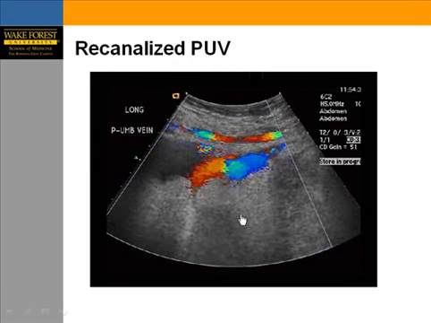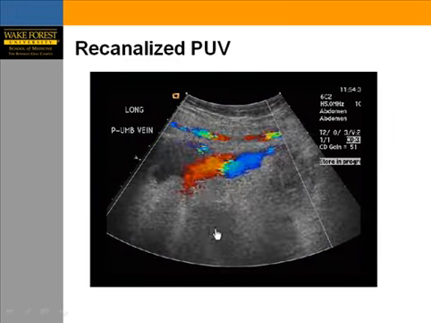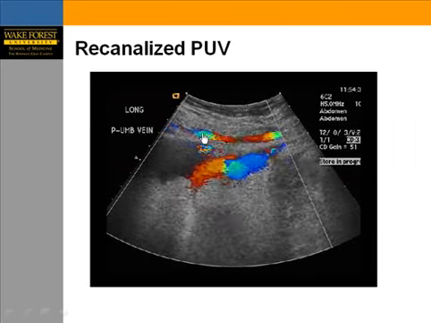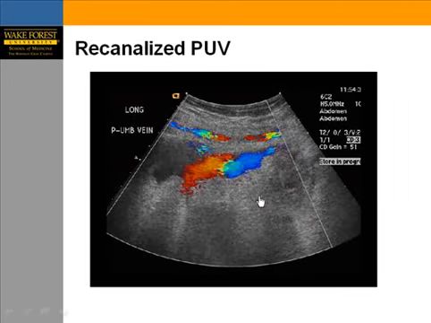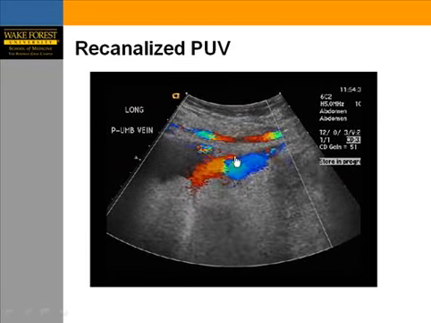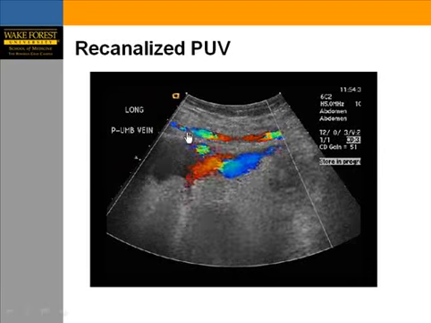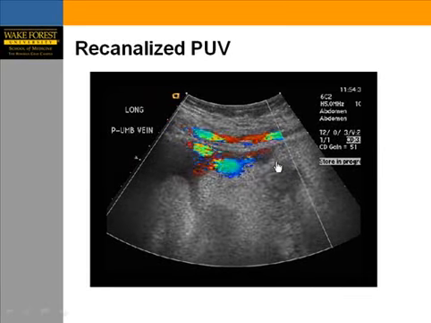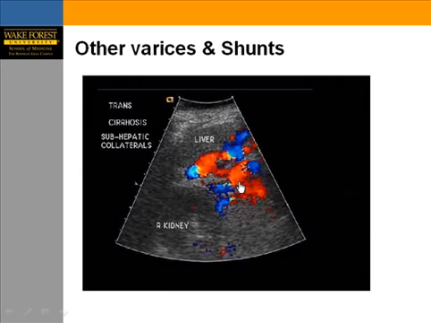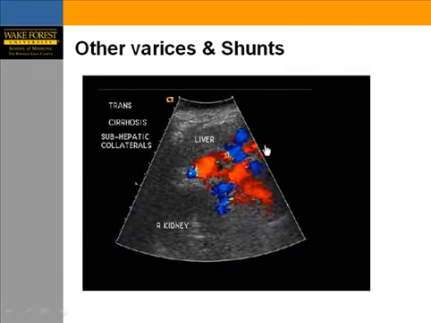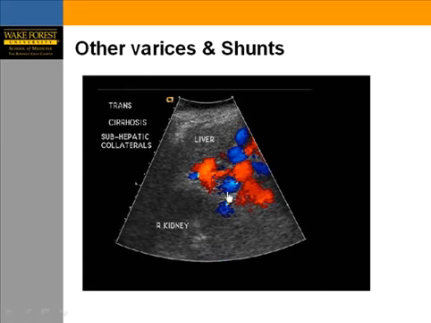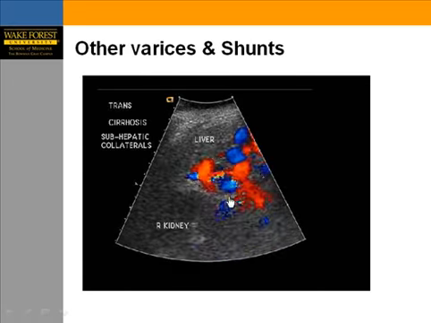This is an example of an enlarged paraumbilical vein that extends all the way to the surface of the abdomen and goes all the way up towards the chest. Without color Doppler, you may have a problem identifying that component in the abdominal wall. So color Doppler is important in this instance. Here is another example of portal hypertension: massive subhepatic venous collaterals in this patient with portal hypertension and cirrhosis.